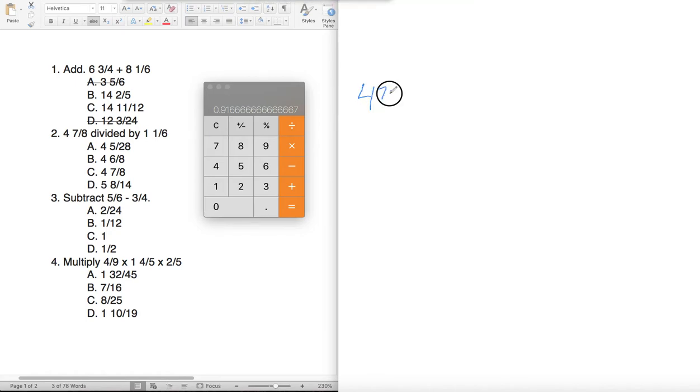4 7/8 divided by 1 1/6. So for the 4 7/8, we're going to put the 4 in there, 4 point, and then 7 divided by 8 is 0.875. So we're going to put that after the decimal place. Divided by 1 point, and then 1/6, which we just had in the last one, but I don't remember what that was.